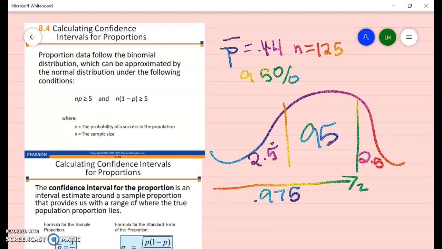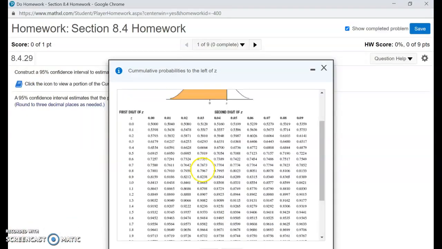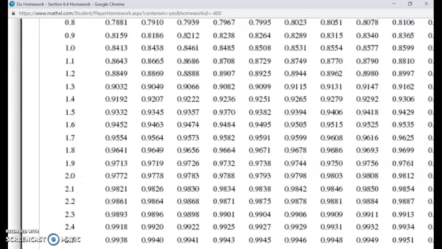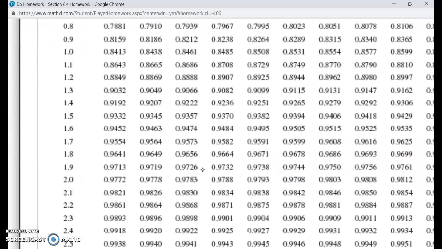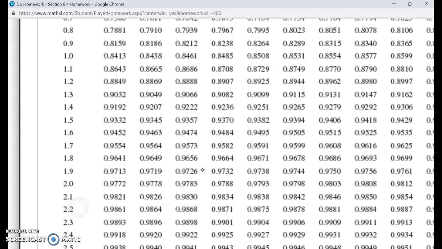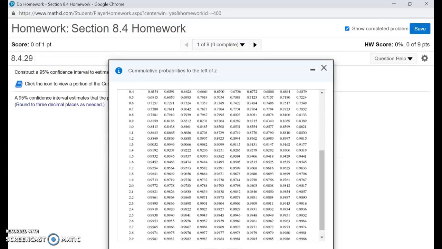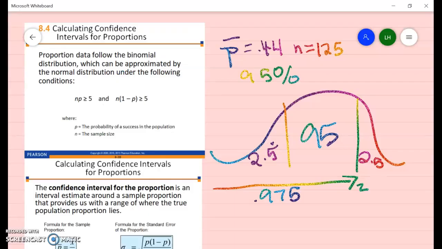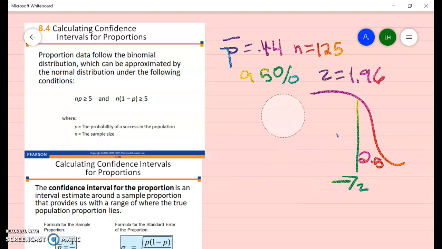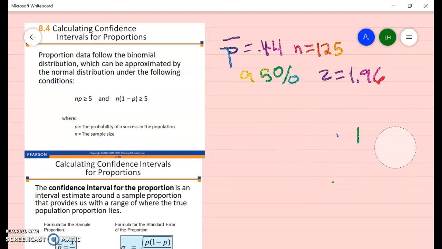So let's look up 0.975 on our z-score table. You can use that cheat sheet, but I'm going to show you. 0.975 is 1.96. So our z value is 1.96. I'm going to erase this, and now we can get started.